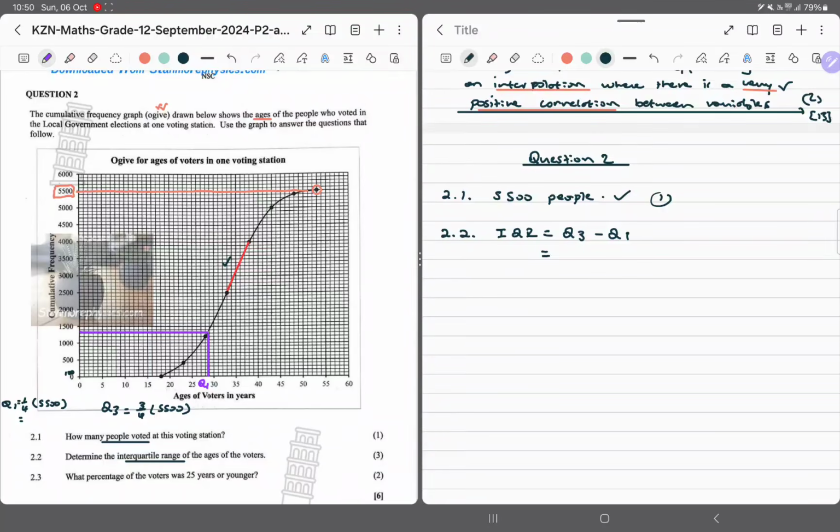Then we look for Q3. Now Q3 is going to be 3/4. Now what is 3/4? It's 0.75, right? Because that's 75%. Then we multiply by the total. It gives us 4,175. So 4,175 is going to be somewhere in between these ones.